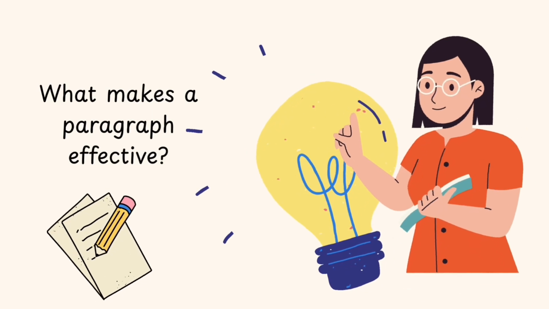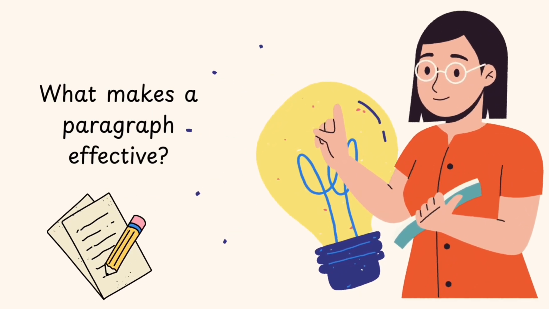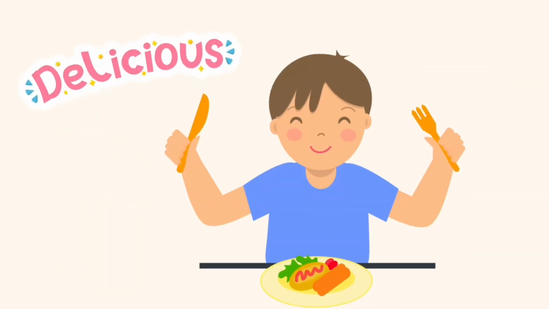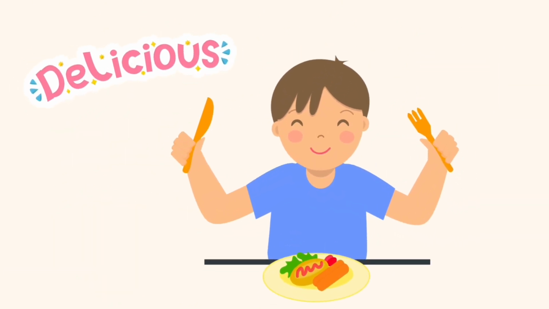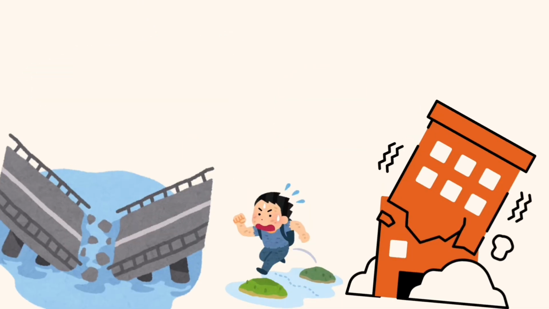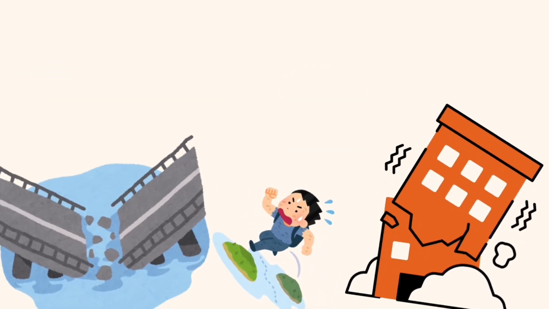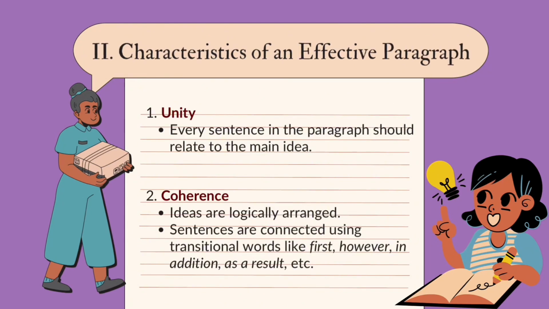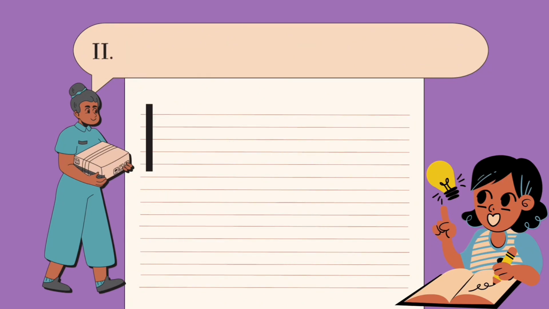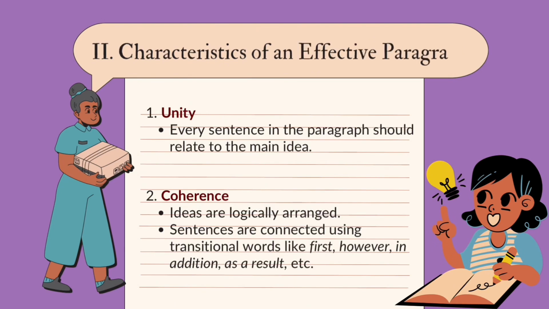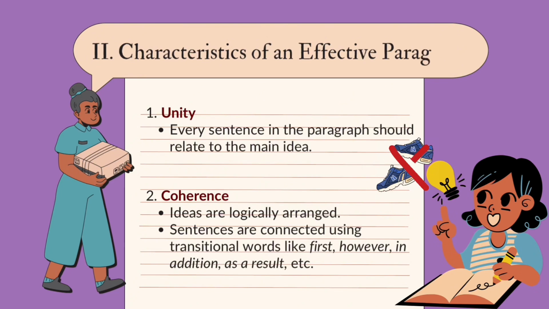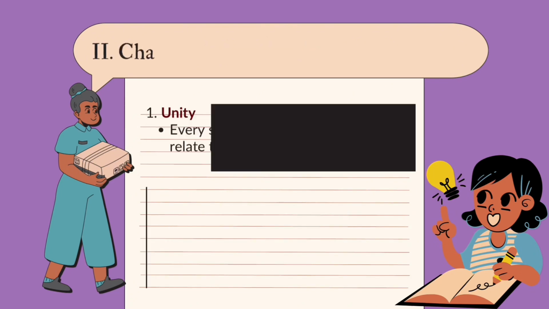All right, now that we've talked about the parts of a paragraph, let's dig deeper. What makes a paragraph effective? Just like a delicious dish needs the right ingredients, a strong paragraph also needs key elements. Miss one, and the whole thing might fall apart. First is unity. This simply means that every sentence in your paragraph should stick to the main idea. If you're writing about your love for coffee, don't suddenly talk about your favorite shoes. Keep everything connected to your topic. That's unity.